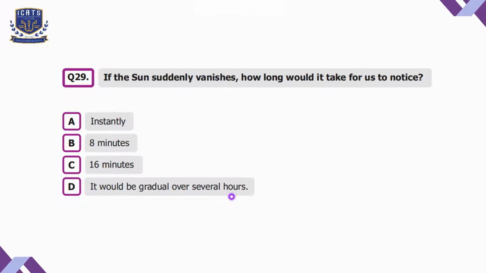So if the sun were to suddenly vanish, we would not notice immediately because light and gravitational effects travel at the speed of light. The distance from the sun to earth is about 150 million kilometers, and light takes approximately 8 minutes to cover this distance. So therefore we will continue to see the sun and experience its gravity for 8 minutes after its disappearance. After that time the sky would darken and we would no longer feel its gravitational pull. So it will take 8 minutes for us to notice that the sun has vanished.